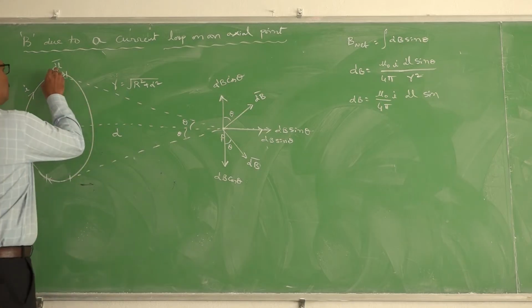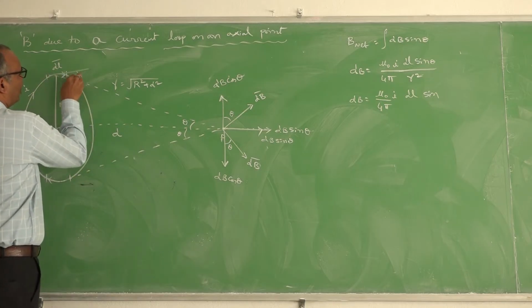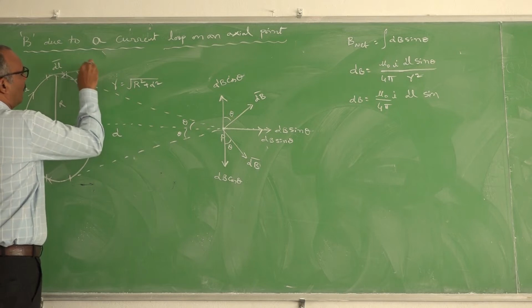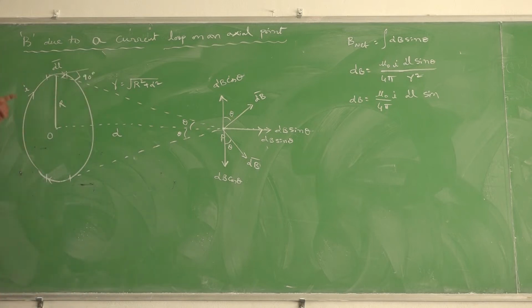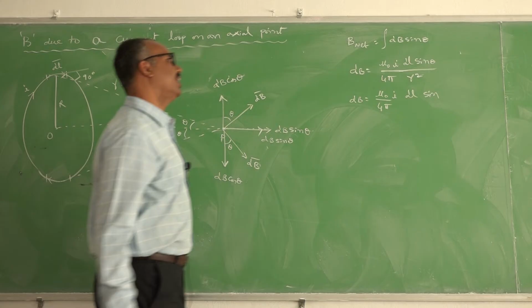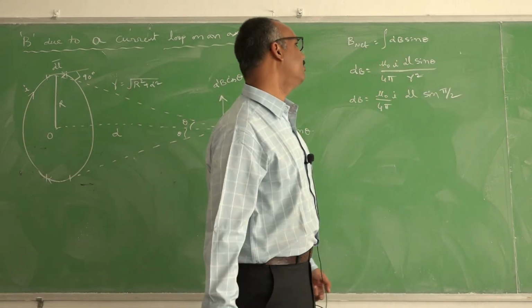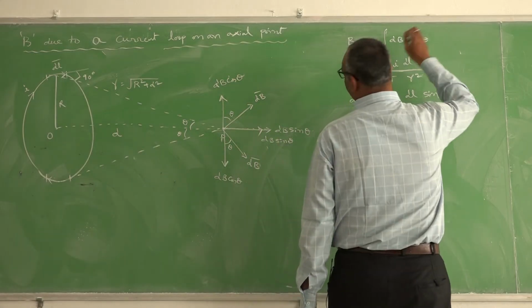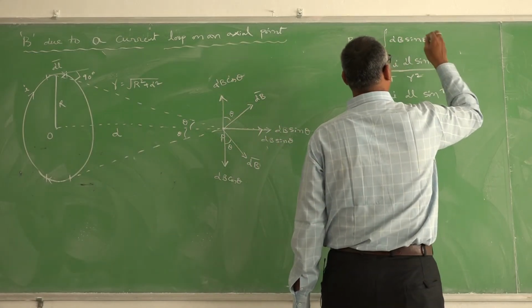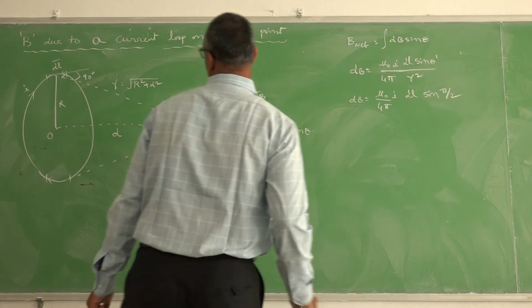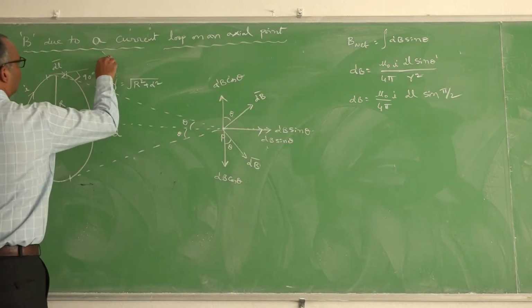So suppose length vector is like this, radius vector is like this, both are perpendicular to each other. Because the elemental length is lying in the xy plane, this is a perpendicular axis from that point. Hence, this angle is 90. This theta and this theta are different. So, let me write theta dash here. This is theta dash. Theta dash is 90.